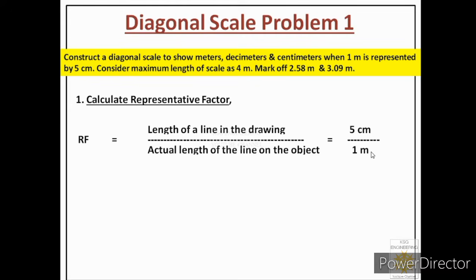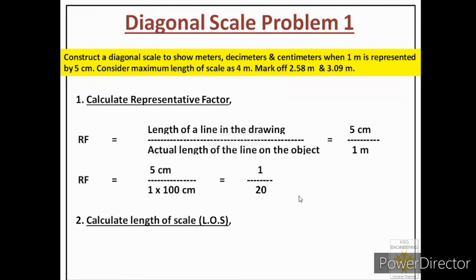Now after this what we will do? We will convert meters into centimeters. So you see we have converted 1 meter into centimeters. So we got 100 centimeters. Now when you will solve this fraction further, you will get answer 1 by 20. So for this problem we got RF as 1 by 20. So the meaning of 1 by 20 means that we have reduced the size of the drawing by 20 times. Now next step is related to the calculation of LOS, that is length of scale.